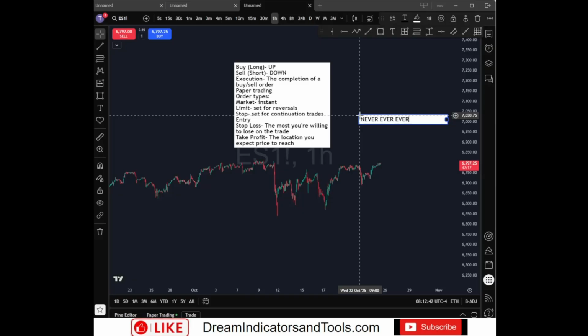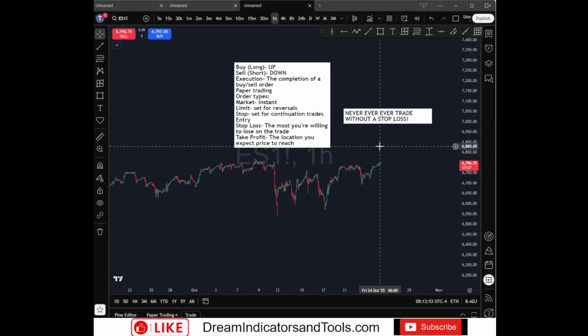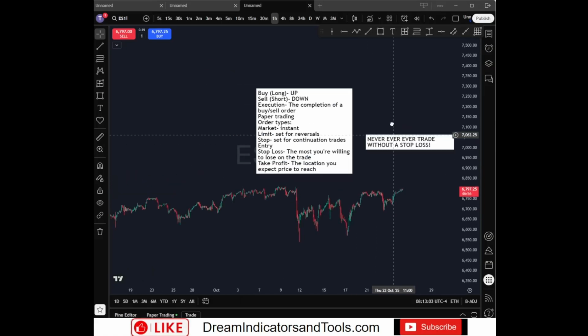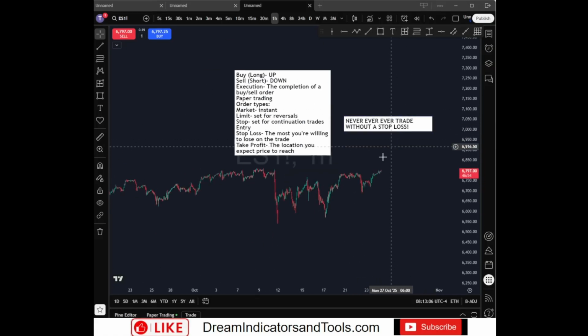Never, ever, ever trade without a stop loss. Okay, this is huge. This is a key. People lose all of their money when they do not trade with stop losses. So before we get into a trade, we have to make the decision, where do I think that price is invalid in my trade? We are not going to trade without stop losses.